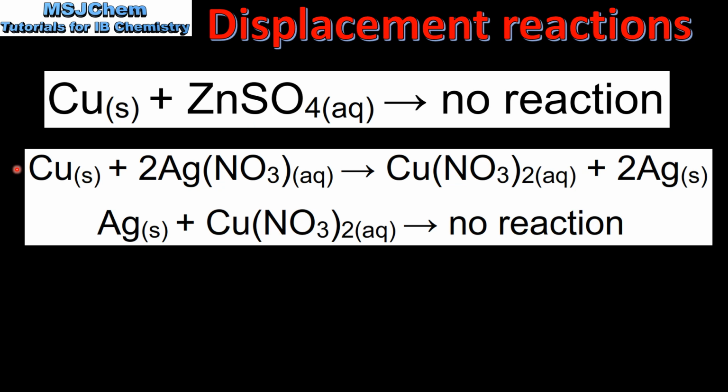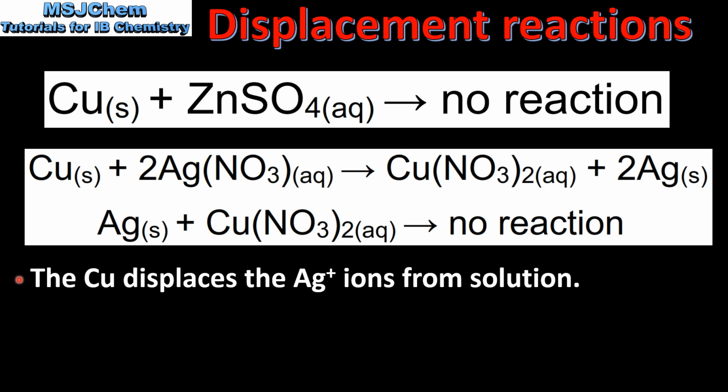Let's have a look at another reaction. If a piece of copper is added to an aqueous solution of silver nitrate, the copper displaces the silver ions from solution, forming copper nitrate and solid silver. In this reaction, the copper displaces the silver ions from solution.